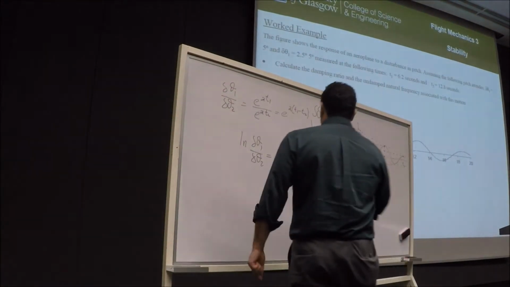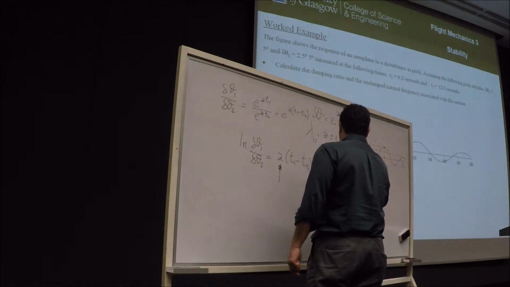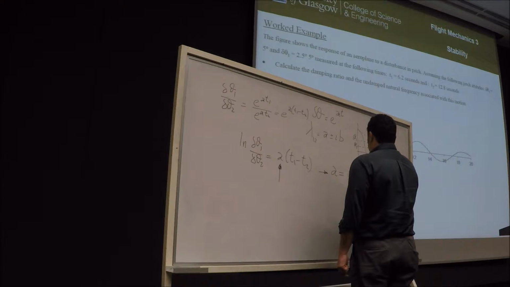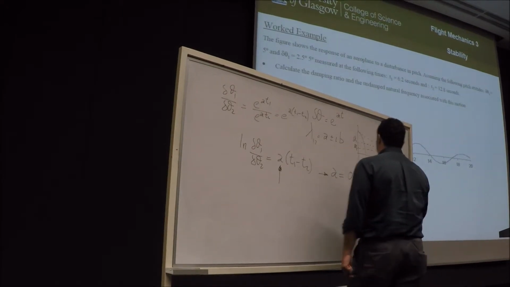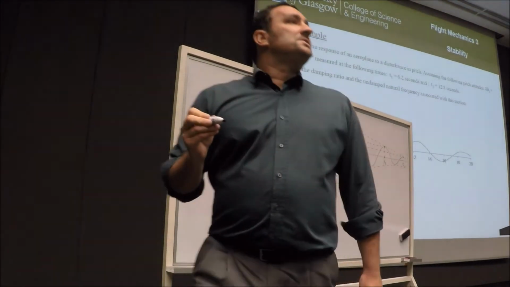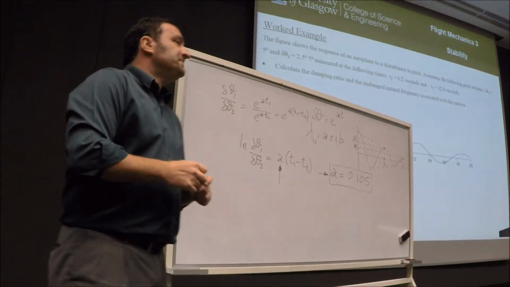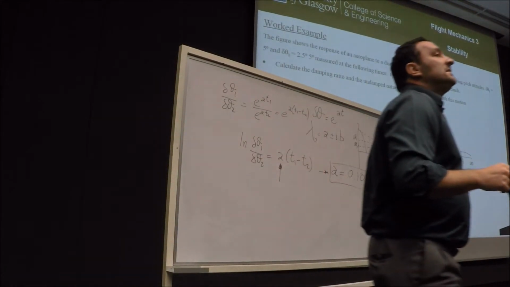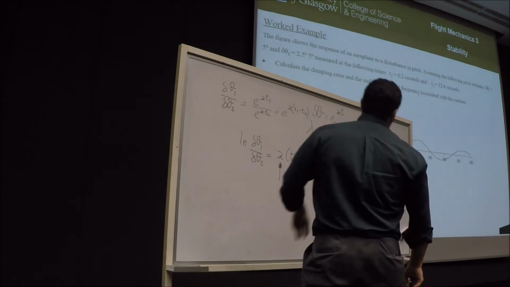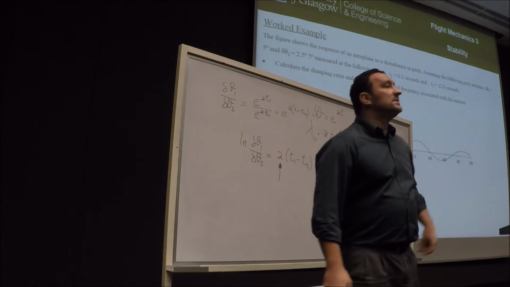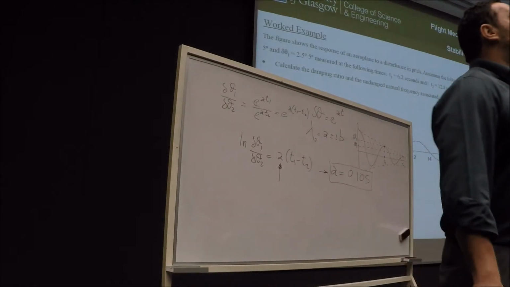Okay, so we find out that a is equal to 0.105. Tan, is this number correct? Yes. Why? And the number is correct.